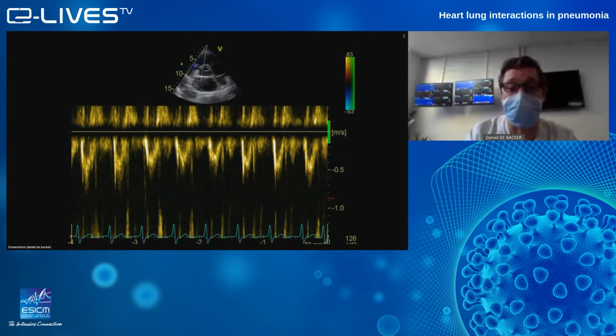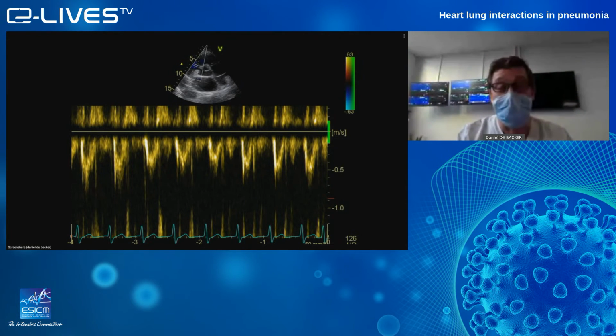What is the impact of mechanical ventilation? We can see here the pulmonary artery flow detected by echo. And you can see that during expiration and inspiration, there is a marked fluctuation in this right ventricular stroke volume. And this is indeed due to the increase in right ventricular pressure during the inspiration of this patient.